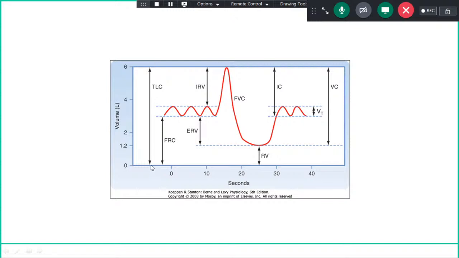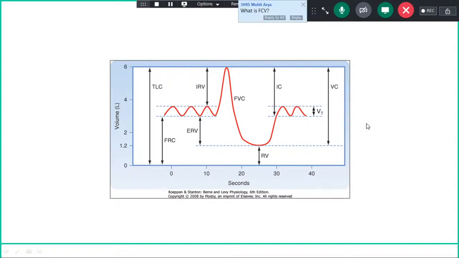It is from the zero position to the total lung capacity, the maximum amount of air which a lung can hold at the end of maximal inspiration. So these three cannot be measured by spirometry, and we need to measure them by some other mechanism. What can be measured are inspiratory reserve volume, expiratory reserve volume, inspiratory capacity, tidal volume, and the vital capacity.